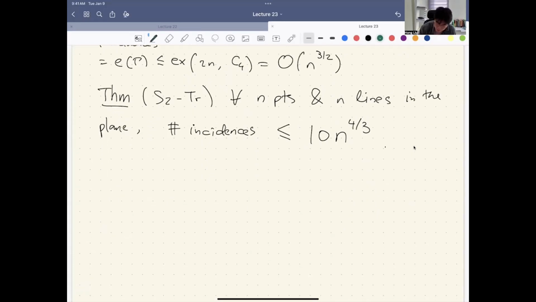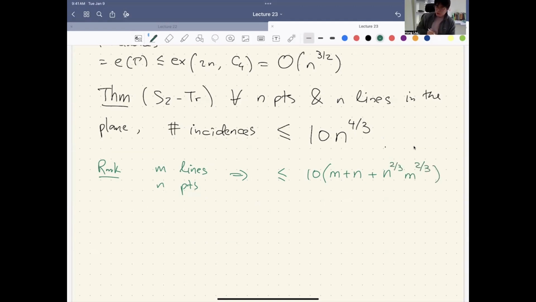Actually, there's an asymmetric version. Let me leave it as an exercise. If we have m lines and n points, you can prove a bound of at most 10 times (m plus n plus n to the 2/3 m to the 2/3). But in the symmetric case, when m equals n, this is a lower order term. This is the leading term, which is of order n to the 4/3.